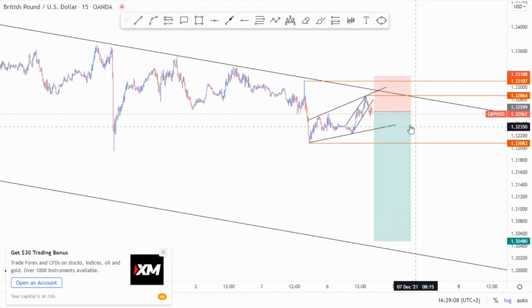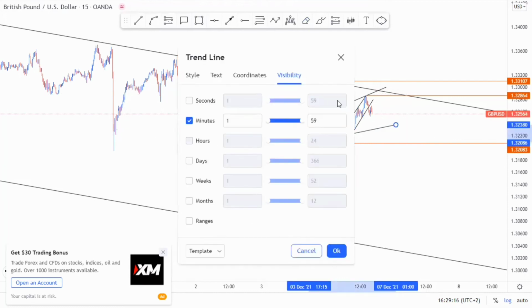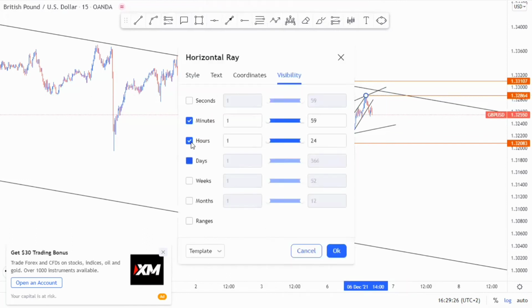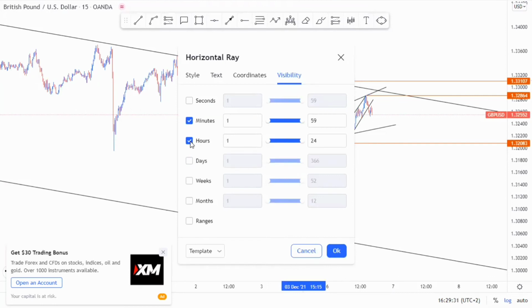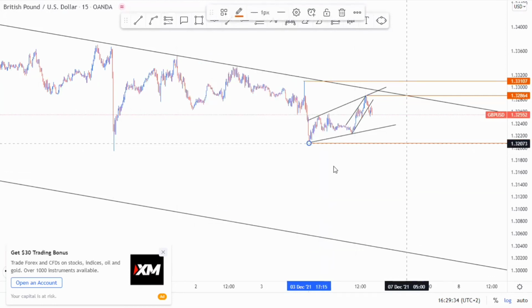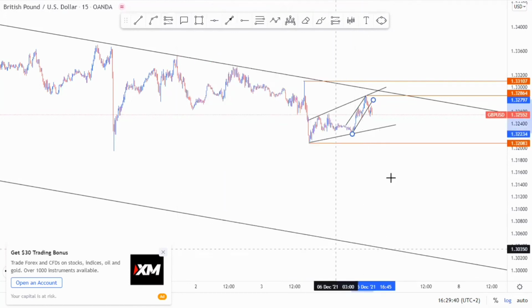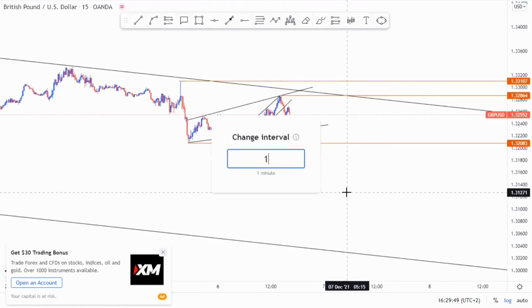So now let me just erase this and go back to the 1 week time frame. But first I have to set my settings so that this doesn't appear on the higher time frames, including the 1 hour time frame. I'll just leave this one for the hour and this one also. But as for the rest, I'll disable it. Okay, 1 hour time frame.